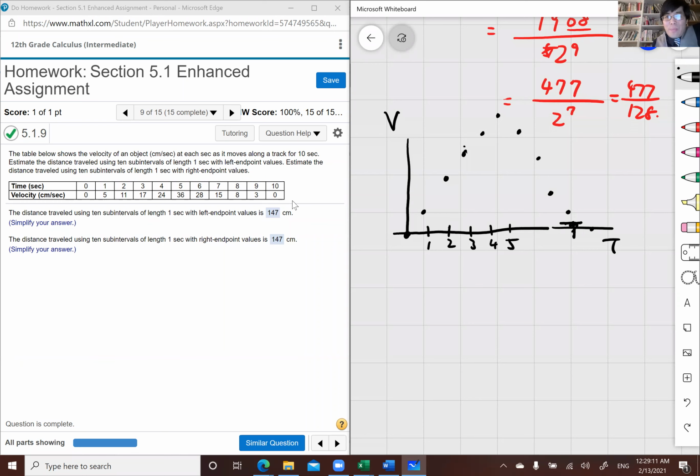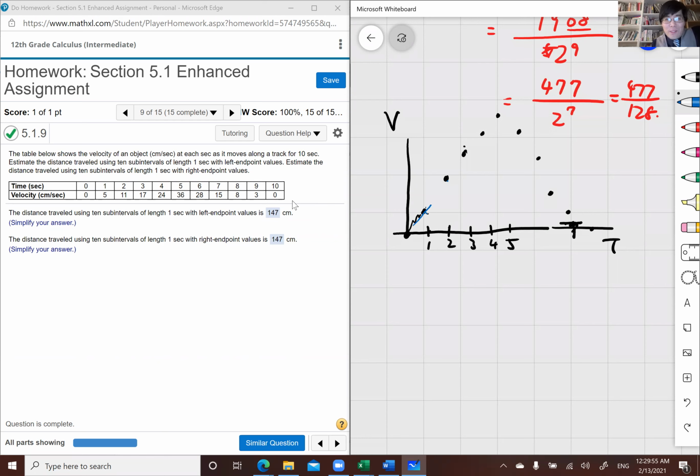Okay. Now, we don't know exactly how the velocity changes in these intervals. Maybe like this, or maybe like this, or maybe like this. We really don't know how the velocity changes between this moment and this moment. But that's not very important for this problem because you want to take a left endpoint or right endpoint to estimate, to make rectangles. So first of all, let's try to find the area under the curve using a left endpoint.